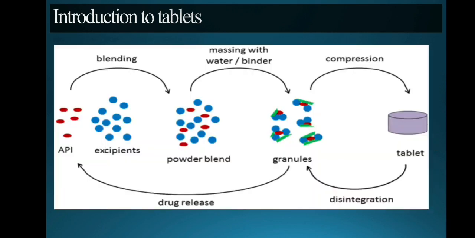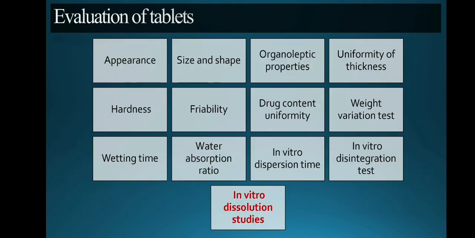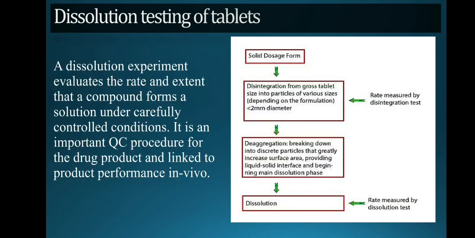The manufacturing process of tablets includes blending, granulation, followed by compression. Now, after the production of the tablets, there are some quality control tests which need to be passed for efficacy and safety purposes. So, the evaluation tests include appearance, size, shape, organoleptic properties, thickness, hardness, friability, drug content uniformity, weight variation testing, wetting time, water absorption ratio, in vitro dispersion time, in vitro disintegration test, and in vitro dissolution studies. Today, we are going to cover in vitro dissolution testing.